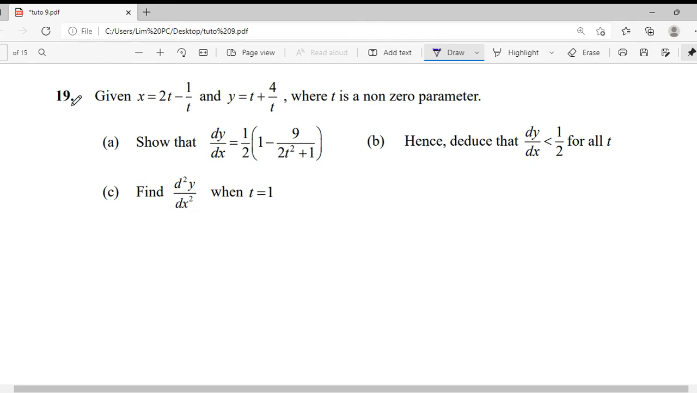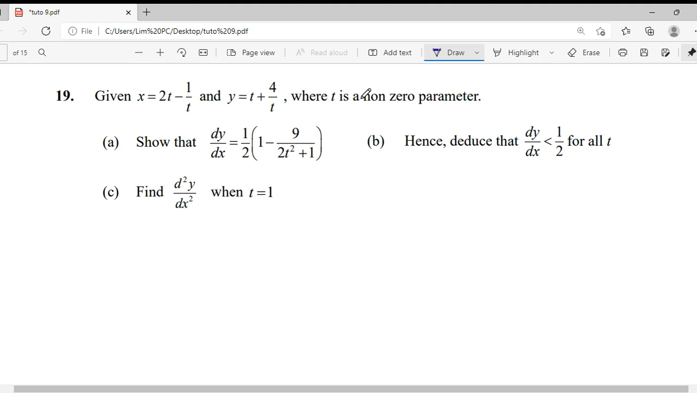So for question 19, look at our questions here. Given x equals 2t minus t and then y. So t is a non-zero parameter. What is meant by non-zero parameter means this t we cannot put 0. It is not 0. They just only can tell you this t is not 0.